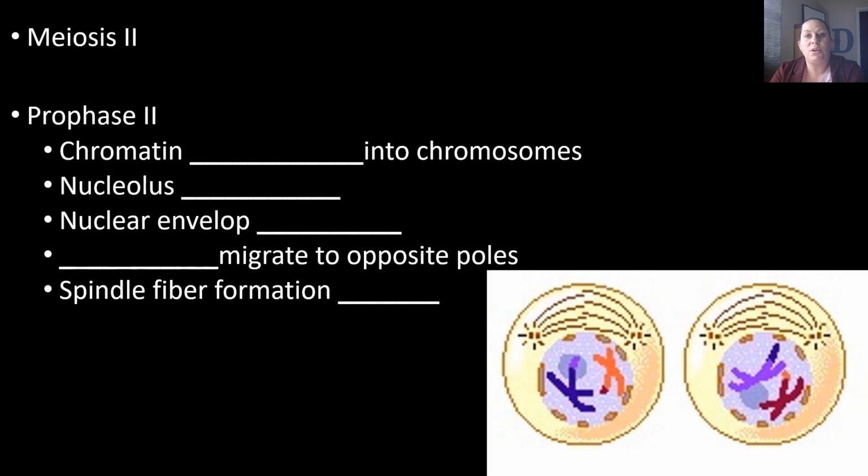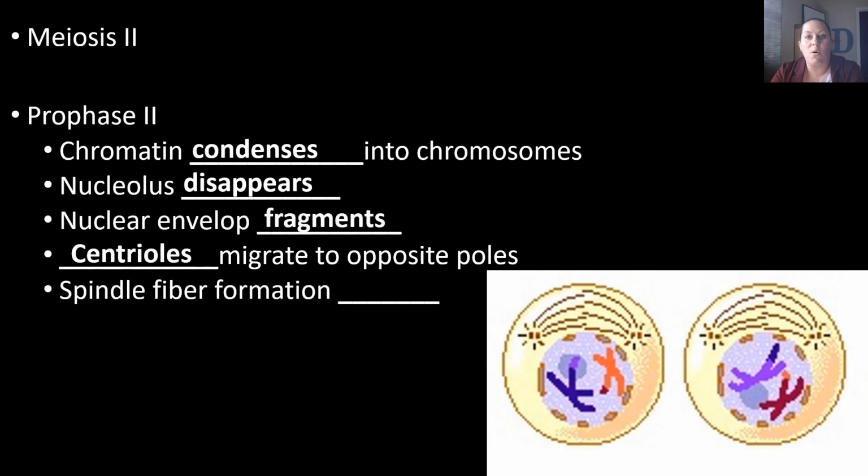So in Meiosis II, prophase 2, the chromatin condenses. The nucleolus disappears. The nuclear envelope fragments. The centrioles migrate to opposite poles, and spindle fiber formation begins. Because if you'll notice, this isn't one cell doing this, there's now 2. Okay, so now there's 2 cells going through this process.